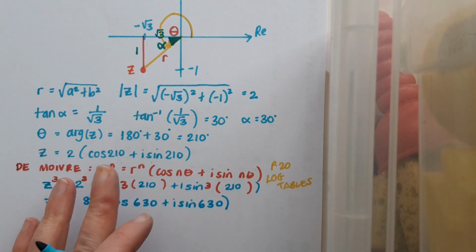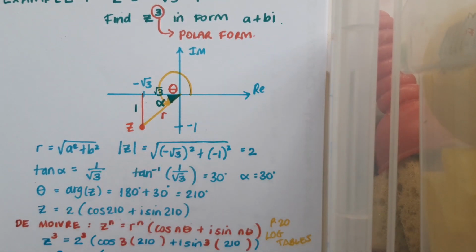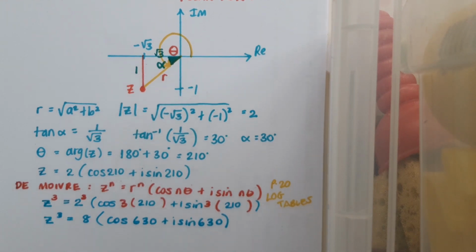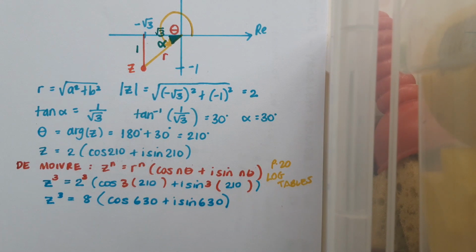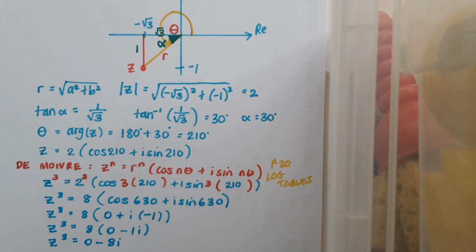And then, of course, if I look back to the original question, it asked me to give my answer in the form a plus bi. So it's important that I follow that instruction at the end of the question. And that's very easily done just using my calculator. When I type in the cos of 630, I get an answer of 0. And when I type in the sine of 630, I get an answer of -1. So a little bit of a tidy up, and then my final line is 0 minus 8i.